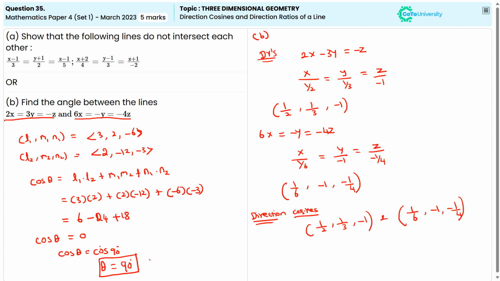Now let us see the mark distribution. For finding the direction ratios from the first line we get 1 mark, and finding the direction ratios from the second line we get another 1 mark. Writing L1, M1, N1, L2, M2, N2 we get another 1 mark. Writing the formula for finding the angle and substituting the values we get 1 mark. Finally simplifying and getting the value of theta you will get 1 more mark. So totally 5 marks for the given question B.